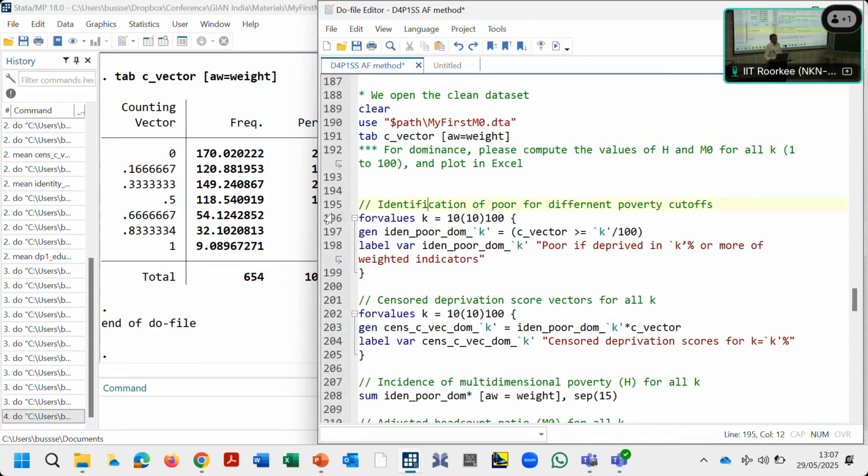Then for dominance analysis, you need to generate these values for every cutoff: 10, 20, 30, 40, 50, and so on. Here we have discrete cutoffs, so literally we will have 20, 40, something like that, but I generate for you anyway. So for values k, this is how you write it, generating from 10 to 100 with a gap of 10. That means 10, 20, 30, 40, and so on. This is how you generate the values for the multidimensional head count ratio.